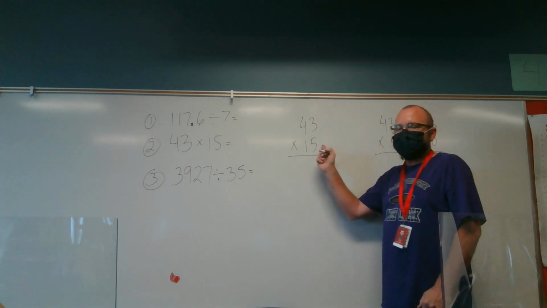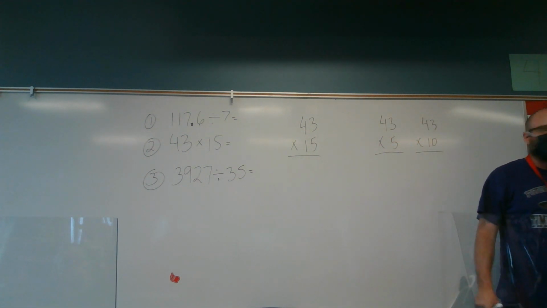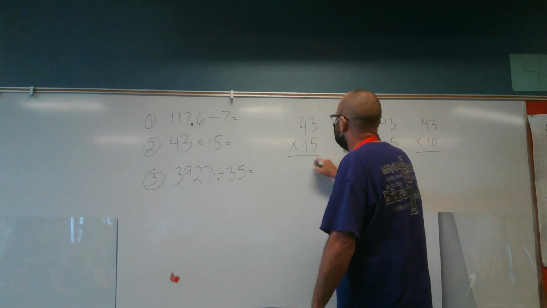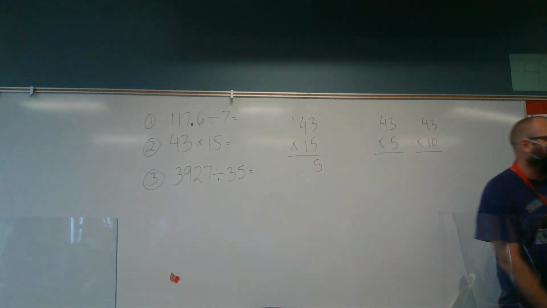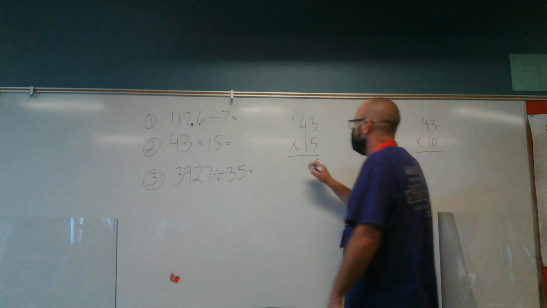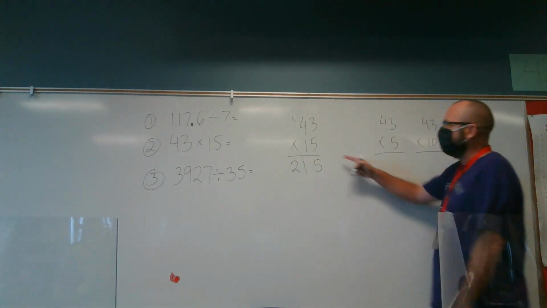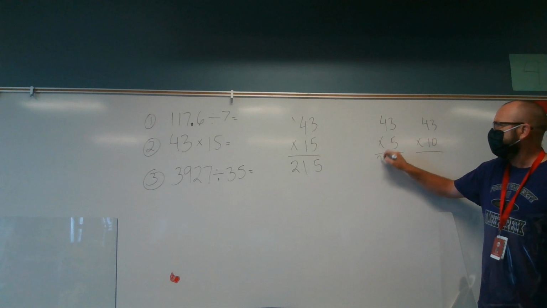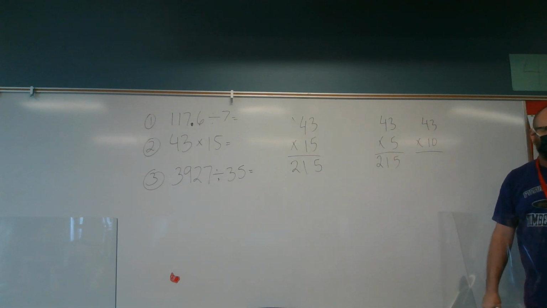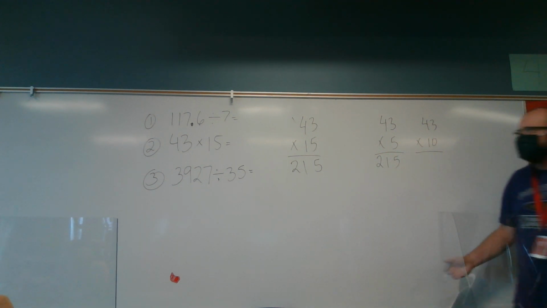We'll go over here and use the standard algorithm. What is 5 times 3? 15. What is 5 times 4? 20. Plus 1? 21. So 43 times 5, which is what I just did, is 215.